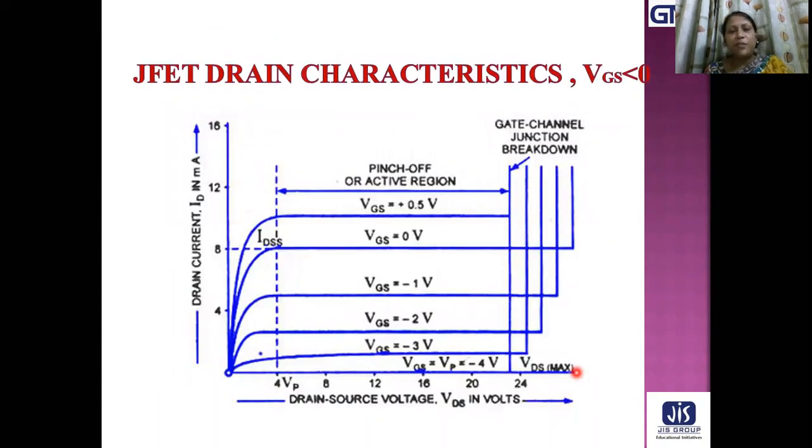This is the JFET drain characteristics. As the VGS is decreasing from 0 volt, the drain current is also decreasing. So this region is basically the cutoff region. This region is the breakdown region. This region is the ohmic region. And this region is the active region or pinch-off region.